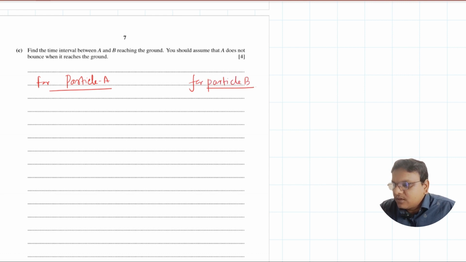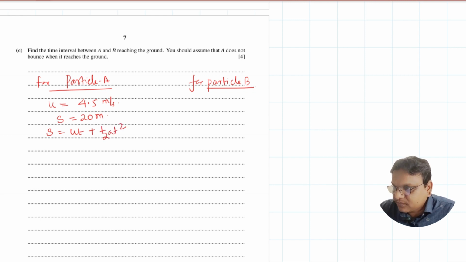Okay, so all of us know that we already have u equal to 4.5 meters per second, and s equal to 20 meters. The distance is given as 20 meters, right? Now what is the formula I can apply here? s equal to ut plus half at squared, right?